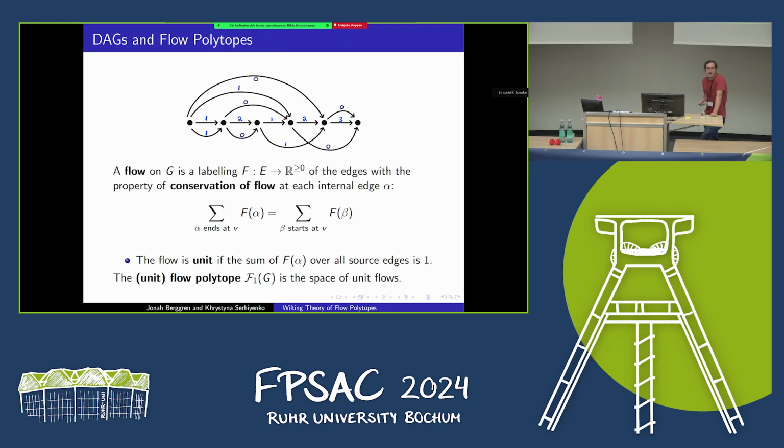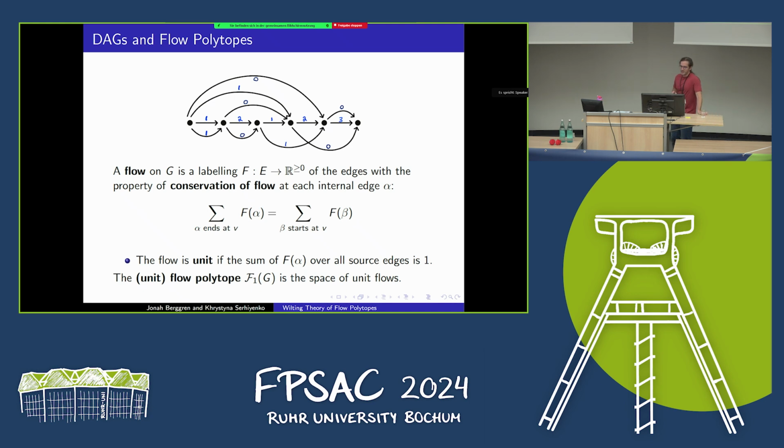I'm going to label my arrows, and I'm imagining I'm labeling them with how much water is flowing through them. And my rule is that at all of my internal vertices, I should have the same amount of flow coming in as there is flow coming out. So right here, I have 2 coming in and 2 coming out. That's good. That should happen at all of my internal vertices.